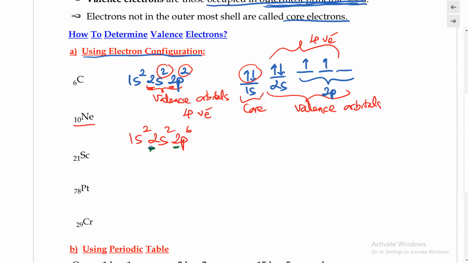You simply look at this number right here, the number 2 and 2 over here, because this corresponds to the principal quantum number. And when we add all of this together, there are 2 electrons here and 6 electrons here. So neon is said to have 8 valence electrons, or VE.